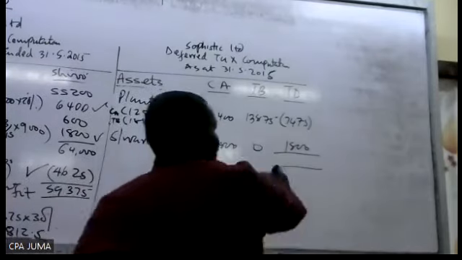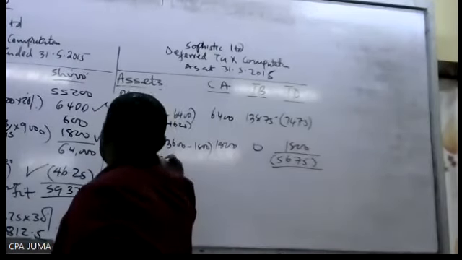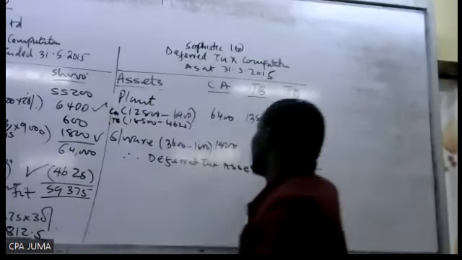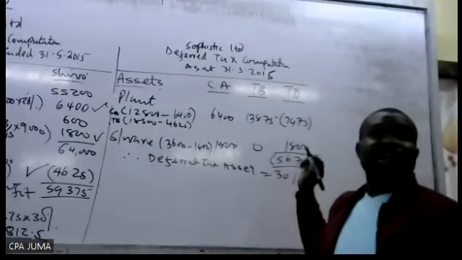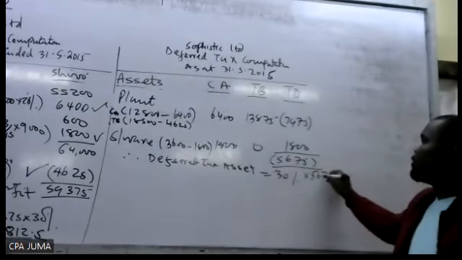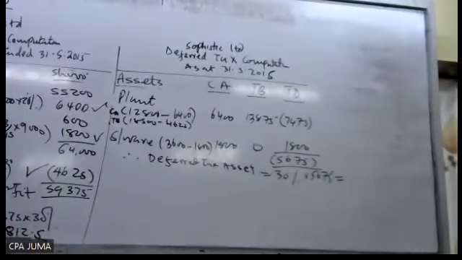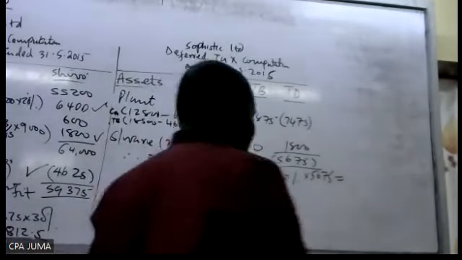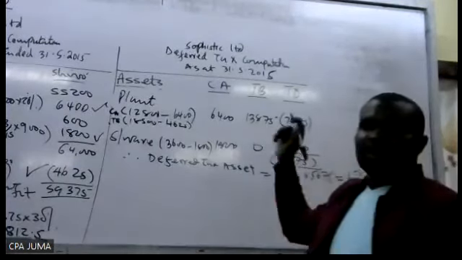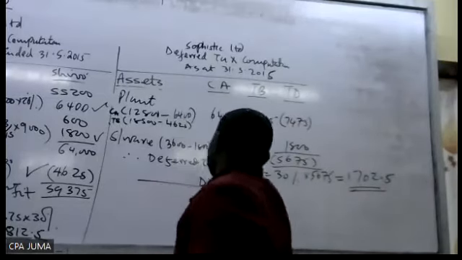56,75. Negative. Therefore, deferred tax asset will be 30%. The 2015 tax rate now is 30. Yes, 30% of 5675. What do you get? 1702.5. That was not the question. The question is on the deferred tax account.